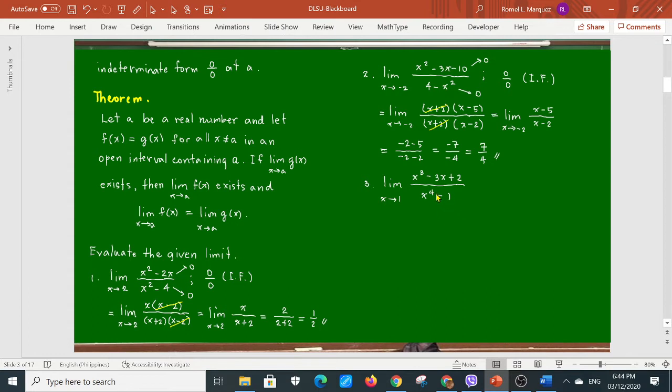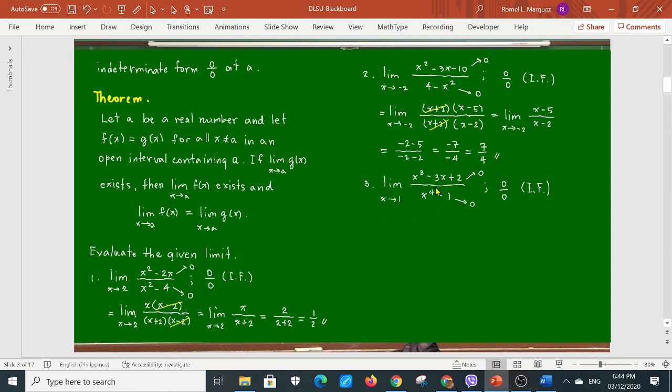So we start with the denominator. What's the limit of the denominator? This is 1 to the fourth minus 1, so 0. Now let's see if the numerator's limit is also 0. So we have 1 minus 3 plus 2, which is 0 also. So it means it is an indeterminate form, 0 over 0.